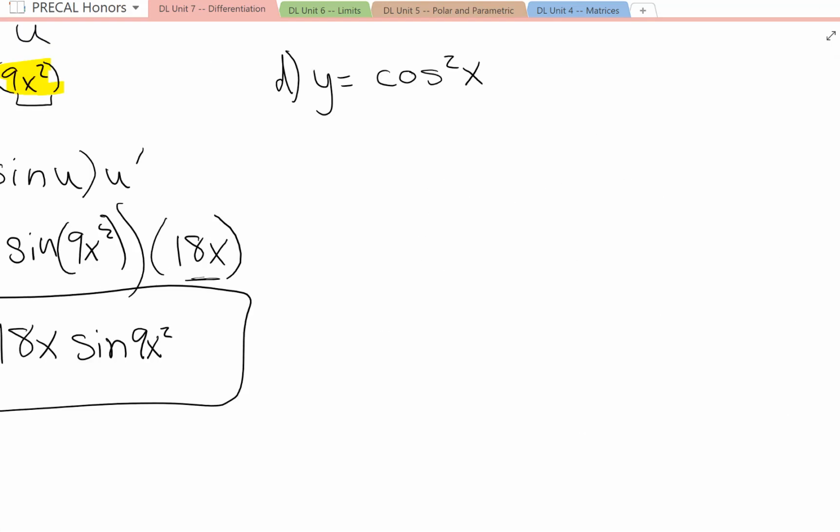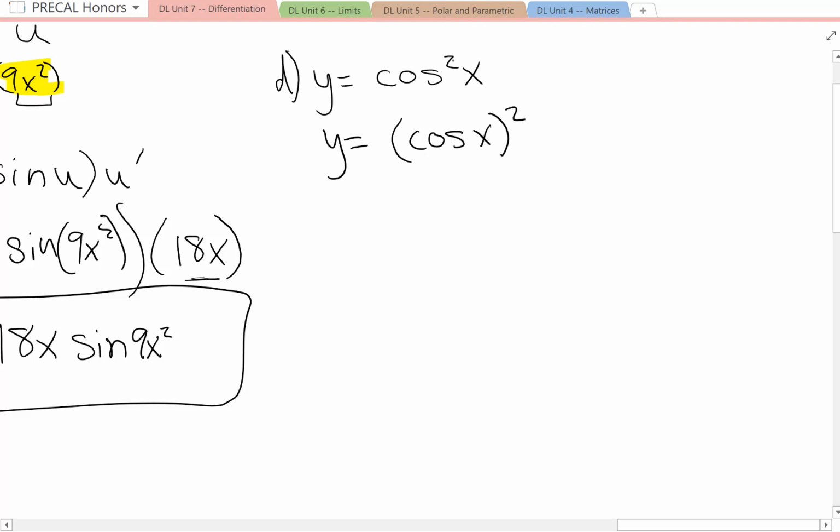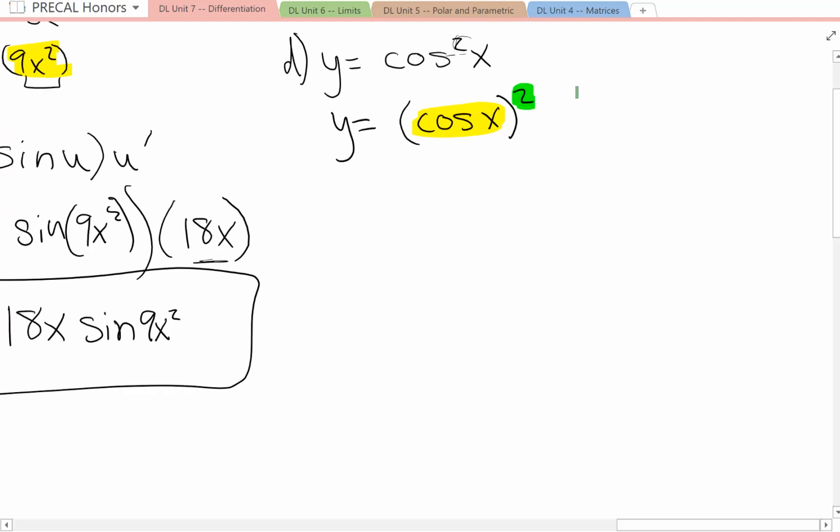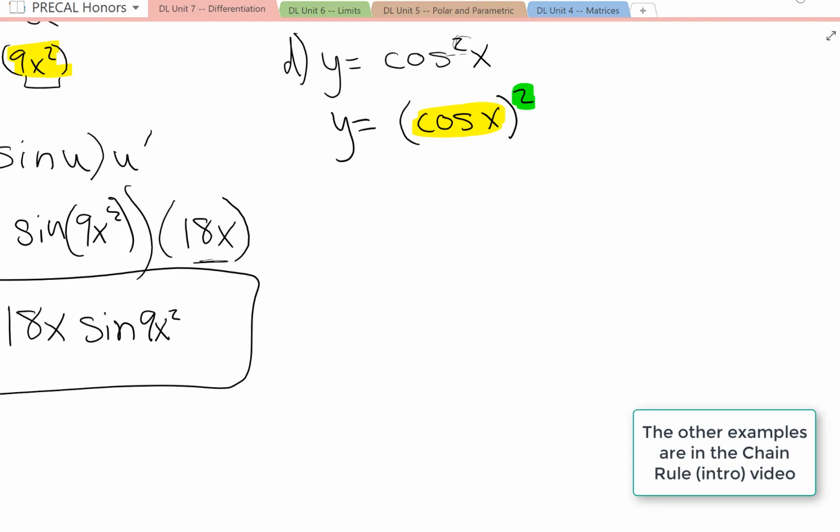This one's a little tricky because so far, whatever you're taking the trig function of is always the inside function. But because this can be rewritten as cosine x, all of it being squared, because this little 2 in between here means that the entire cosine x is being squared, that makes cosine x the inside function, and it makes the power of 2 my outside function. These will look kind of like the other examples.